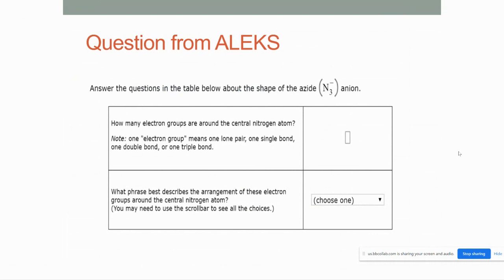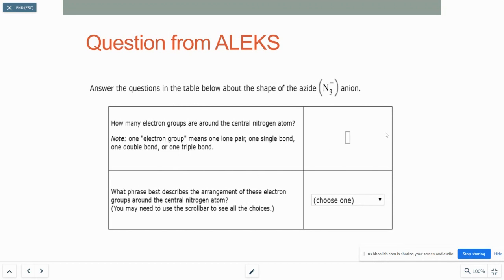It says, answer the question in the table below about the shape of the azide anion, N3 minus. And it asks you how many electron groups are around the central nitrogen atom. And again, electron group is the same as steric number, and that's why I used that word interchangeably earlier. And then it asks you what phrase best describes the arrangement of these electron groups around the central nitrogen atom.